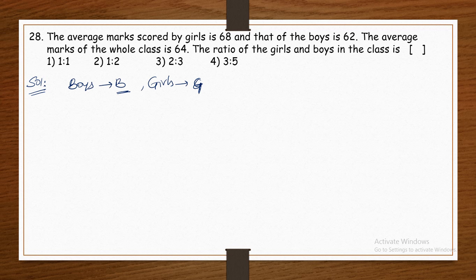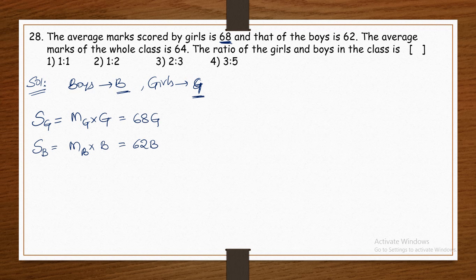So first of all, let us see what about girls. The mean of girls is 68, right? The number of girls is G. That means the sum of girls. So directly I am going with the sum of girls. The sum of girls is equal to the mean of girls into the number of girls. The number of girls is G. So what is the mean of girls? So 68G, right? The same way, the sum of boys is given by the mean of boys into the number of boys, which is B. So the mean of boys is 62B.